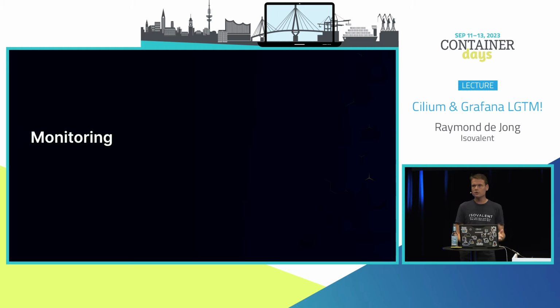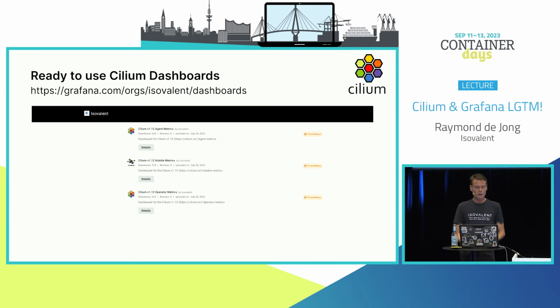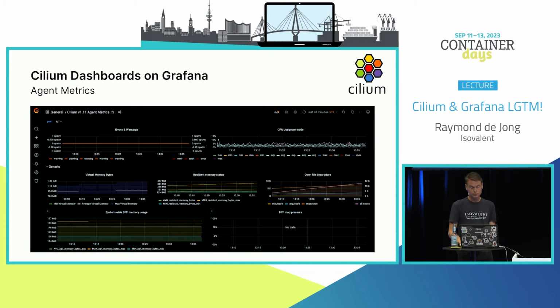Also, at scale, monitoring and day-to-day operations are important. So what I want to point out here is that we have ready-to-use dashboards at the Grafana marketplace. So we provide agent metrics, operator metrics, Hubble metrics. You can then download them for free at Grafana. We also introduced policy verdicts as well.